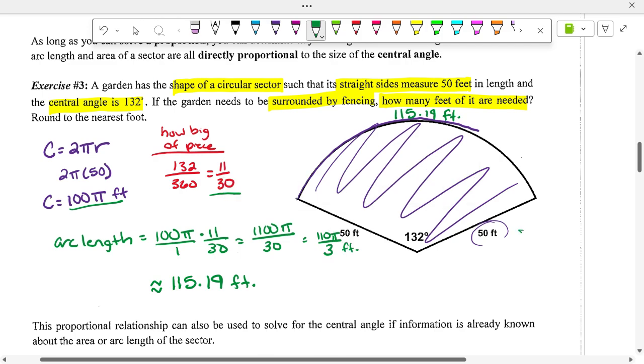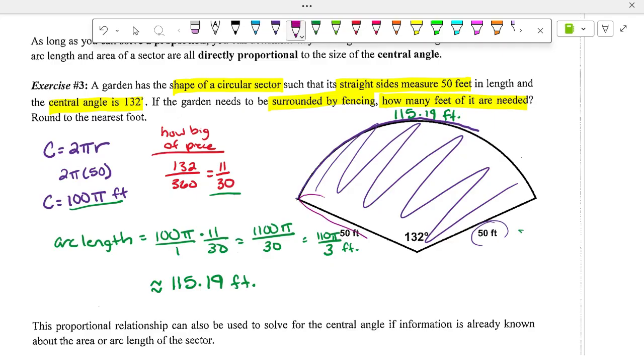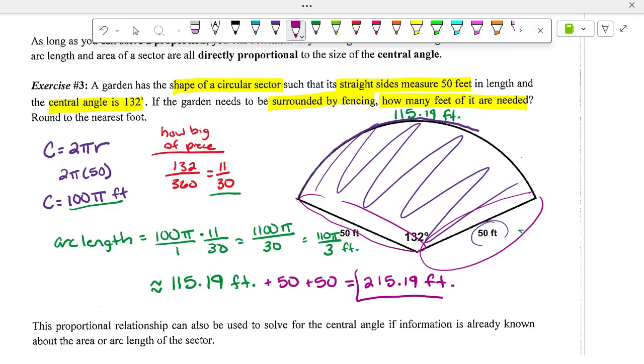So there's one last thing that we've got to do. What do we have to do? We've got to add the 2 sets of 50 to it, or add 100. So we've got to make sure that we add these 2 pieces as well. So I'm going to add 50 plus 50, so that's 100. So this should be about 215.19 feet of fencing.